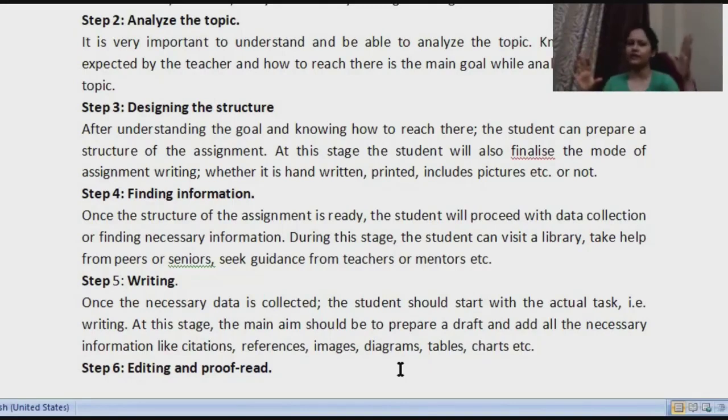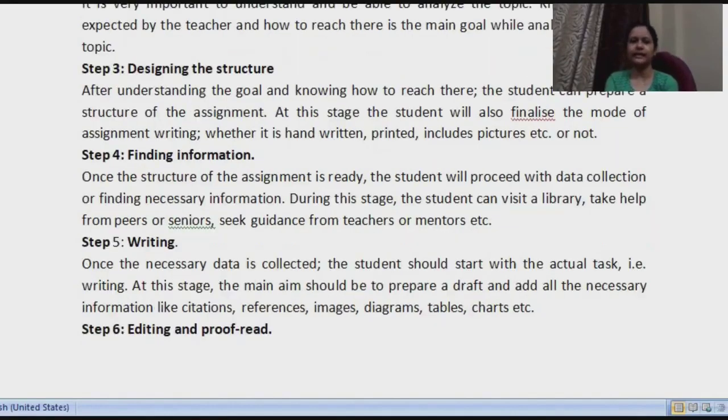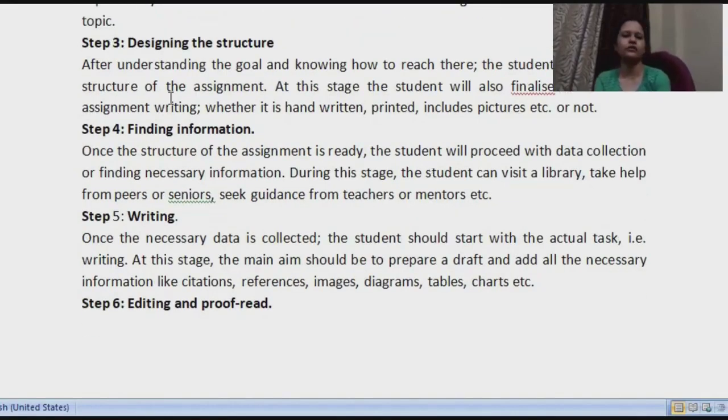We will first give one intro. Secondly, we will say what is assignment writing. Thirdly, we will come to the main point of steps involved in assignment writing. Right? So that is why you need to analyze the topic, to understand what it is that they are expecting from you. Right? And accordingly, you can do it. How to reach there is the main goal while analyzing the topic, and you would finally know what it is that you need to write for sure.